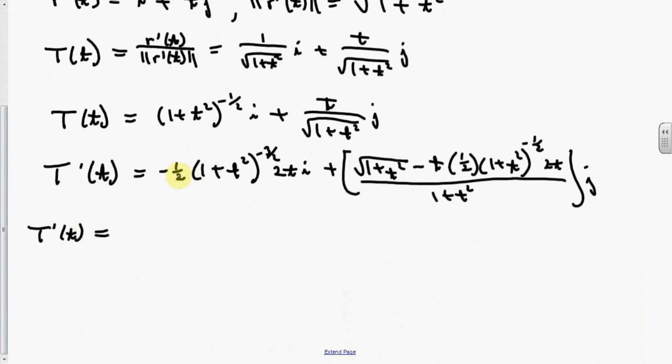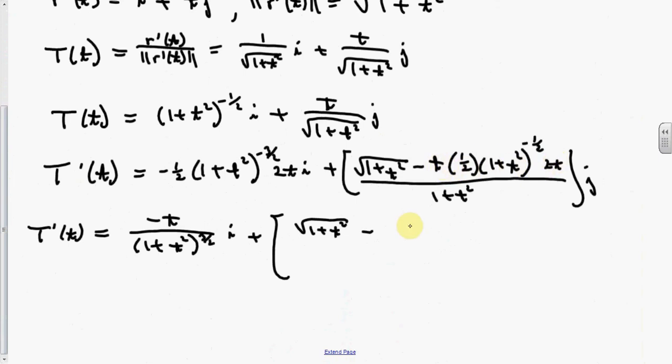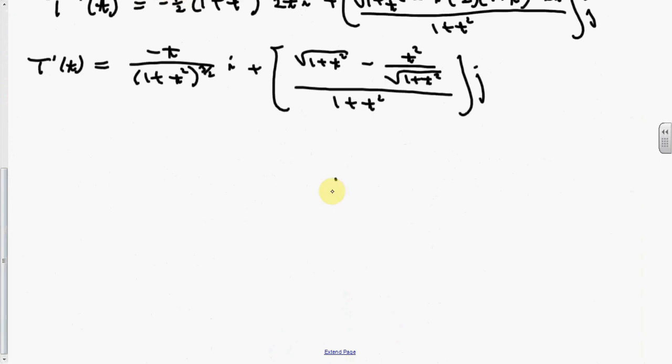So anyway, negative 1/2 times 2t is just a negative t, and then downstairs you have that 1 plus t squared to the 3/2 power, i, plus this guy up top there is 1 plus t squared, the square root of that, then minus, see the 1/2 and the 2 cancel. I have left a t and a t, so that's minus t squared over the square root of 1 plus t squared, and that's all over 1 plus t squared, times j. Do some more simplifying.